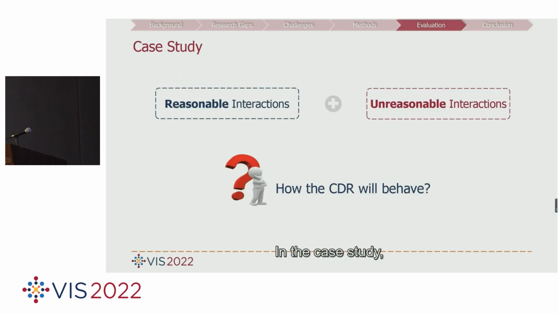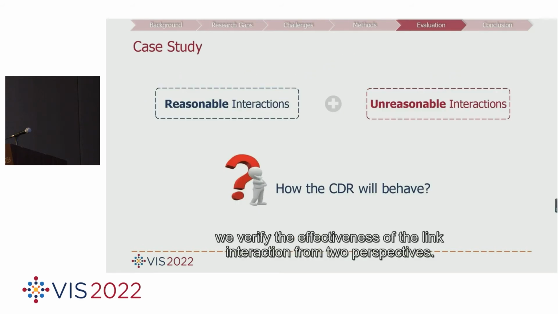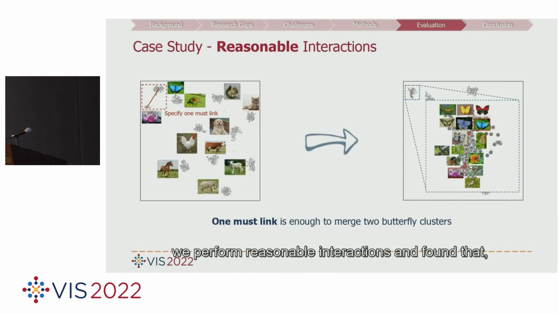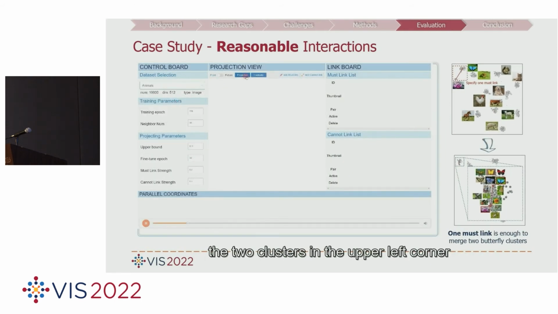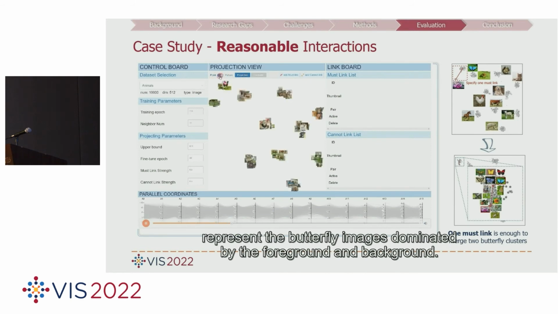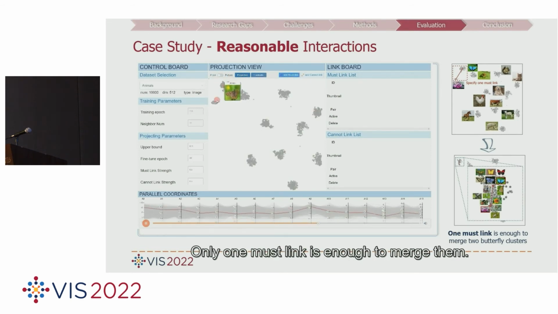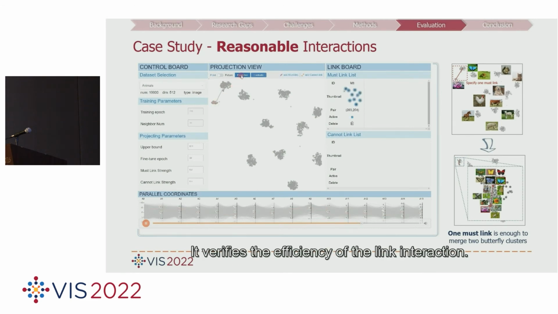In the case study, we verify the effectiveness of the link interaction from two perspectives. First, we perform reasonable interactions and found that when the added links are consistent with the data features, one link is often enough to achieve the user's purpose. In the video, the two clusters in the upper left corner represent the butterfly images dominated by the foreground and background. Only one must link is enough to merge them. It verifies the efficiency of the link interaction.